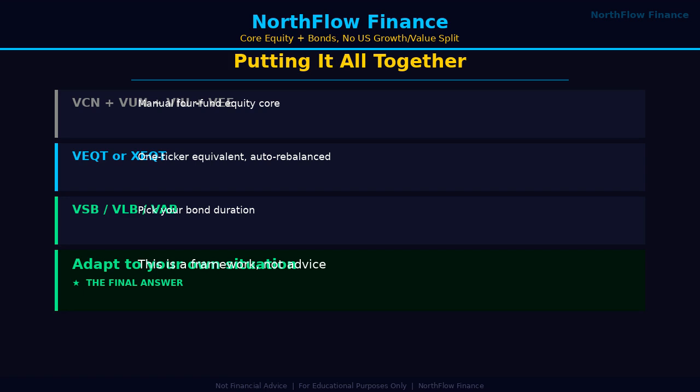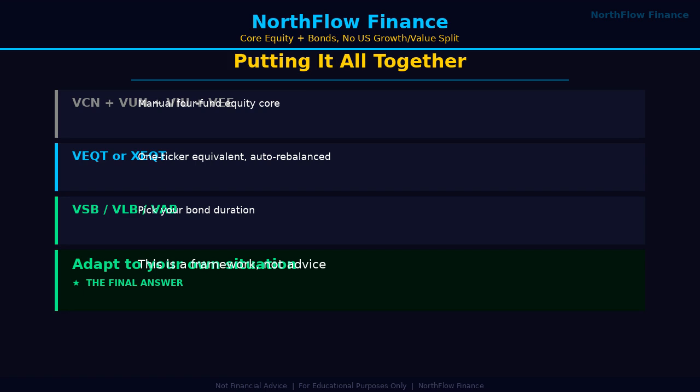So let's put it all together. A Canadian investor does not need to look beyond the TSX to build a genuinely diversified, low-cost portfolio. Combine VCN for domestic equity, VUN for US equity, VIU and VEE for international developed and emerging markets, and a bond allocation drawn from VSB, VLB, or the aggregate VAB. That structure mirrors the logic of well-known US portfolios, while staying entirely in Canadian dollar, Canadian domiciled products.